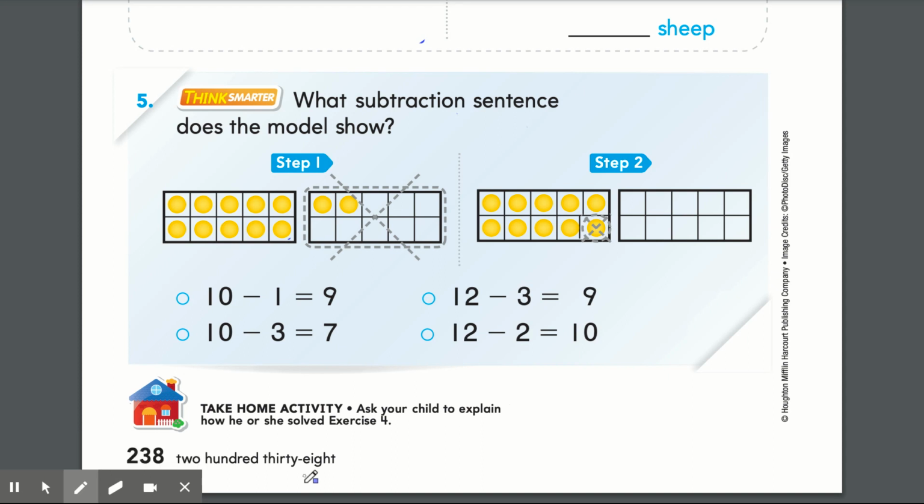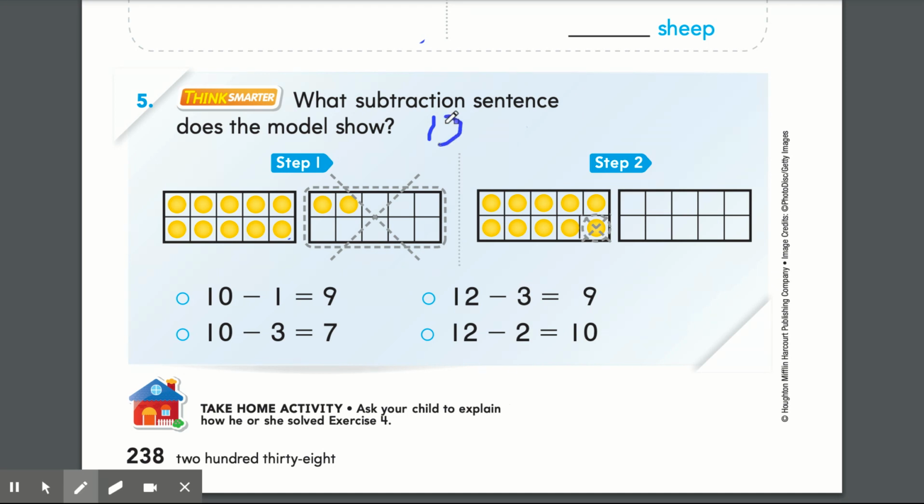Okay, it says, what subtraction sentence does the model show? Well, let's start and see what number we started with. 1, 2, 3, 4, 5, 6, 7, 8, 9, 10. That's right, it's a full 10 frame. So 10, 11, 12. So they started with 12.